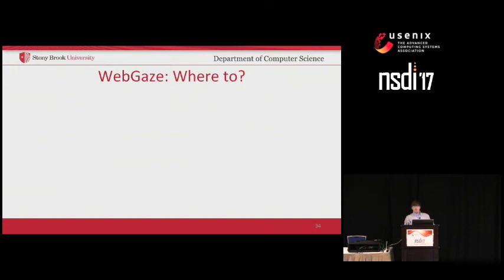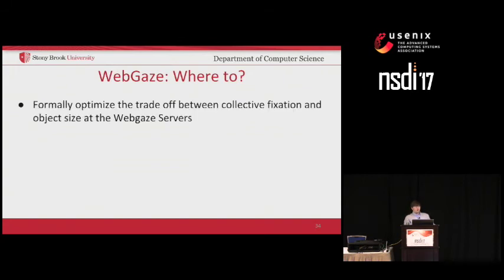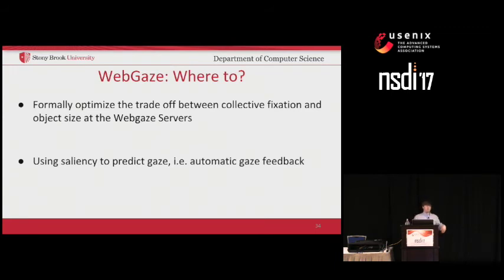So where to with WebGaze? There's certainly more work to come. The first is, as mentioned, to tackle the formal optimization problem between object load times or their sizes, as well as the collective fixation measure. The next is to utilize saliency modeling, which is a well-studied aspect of automatically obtaining a collective amount of users' gaze on screen. We can utilize this for automatic gaze feedback and automatic generation of collective fixation without the need for user studies. And then the last is WebGaze on mobile. This requires a new set of gaze hardware and tracking tools, which is currently underway.